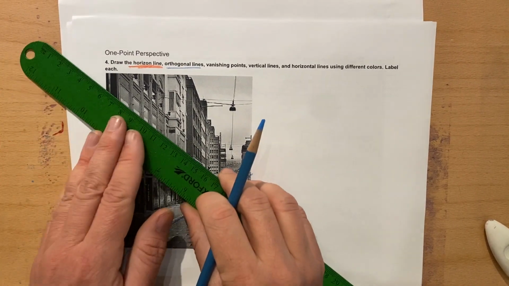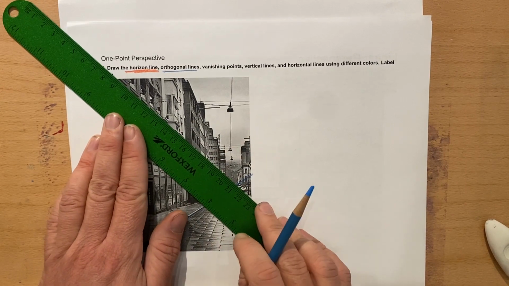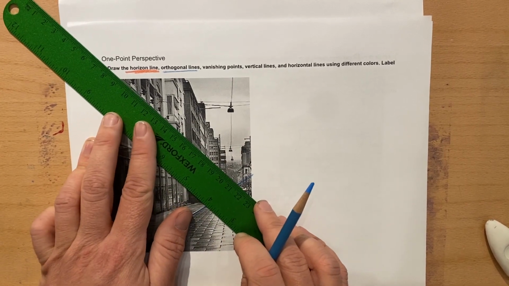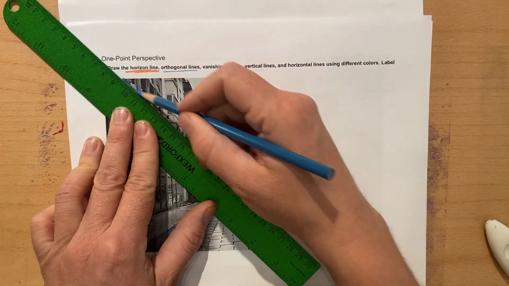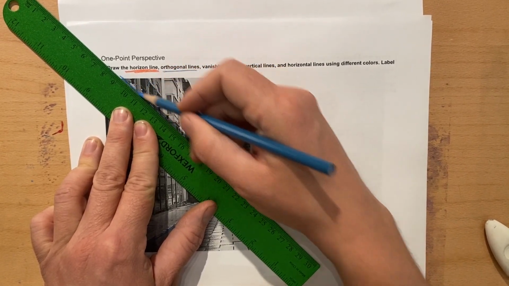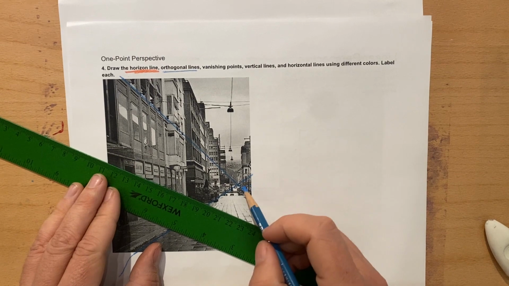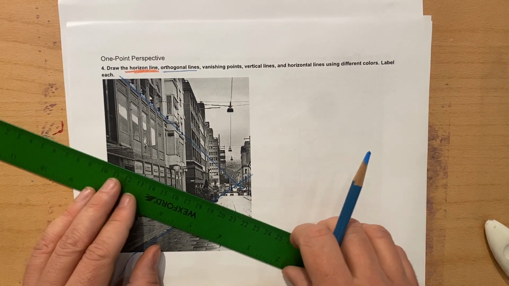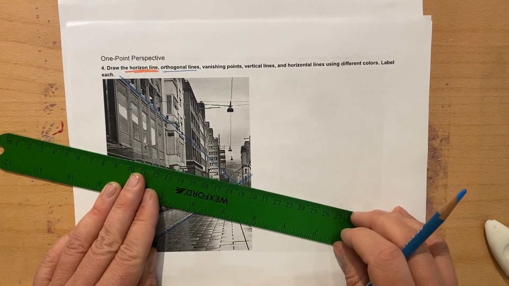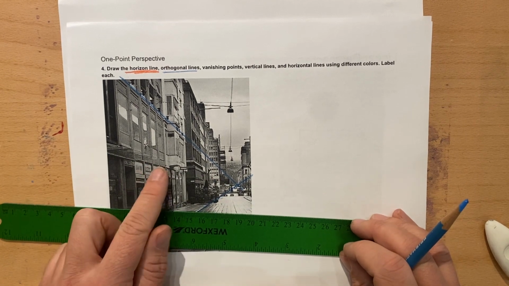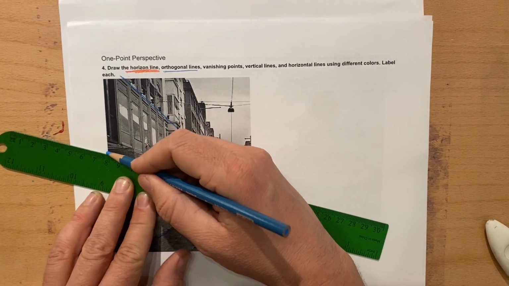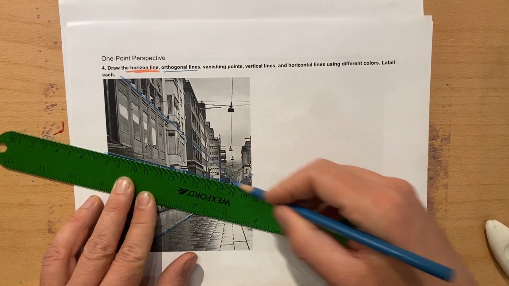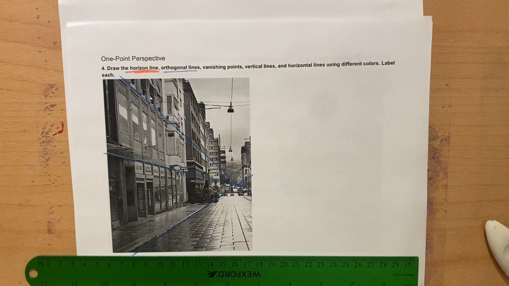So let's look for another one. This one here is pretty good, where we've got the windowsills all in a line. That'll be a good orthogonal. All right, and then when they cross, that's where our vanishing point's going to be. So let's do one more orthogonal. Let's just do 3 of each. We'll do the top of these windows here. It looks like all of these are kind of going to the same vanishing point there, which is great.